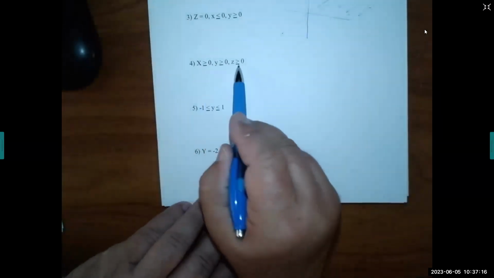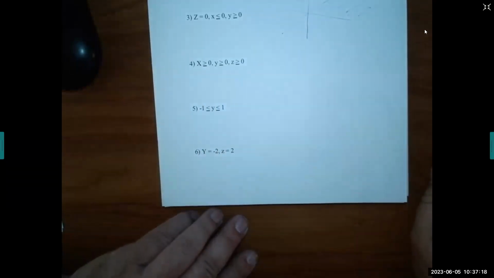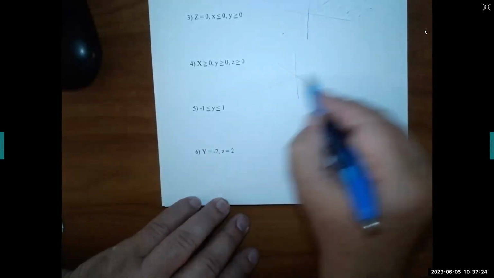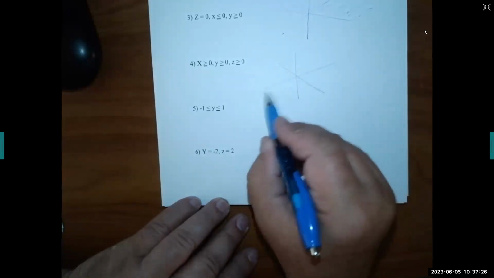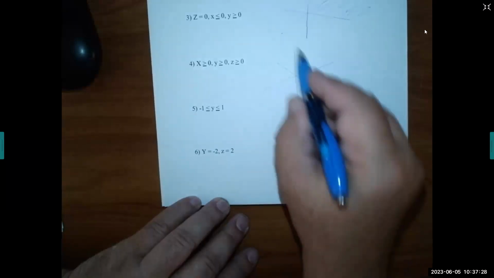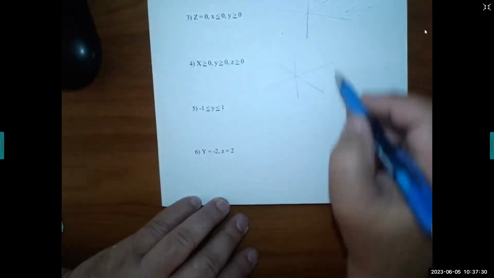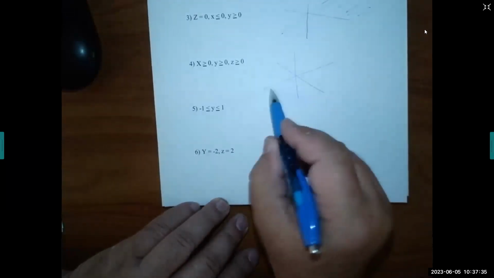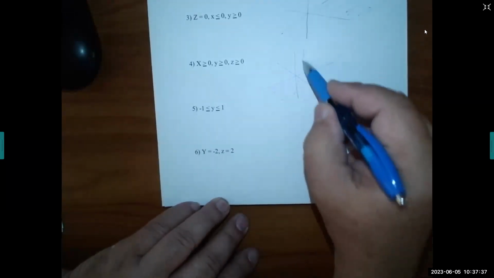How about all three of them being greater than 0? It'd be the first octant, right? It would be everything here, up and down. It goes on forever, up and down, in this first octant.